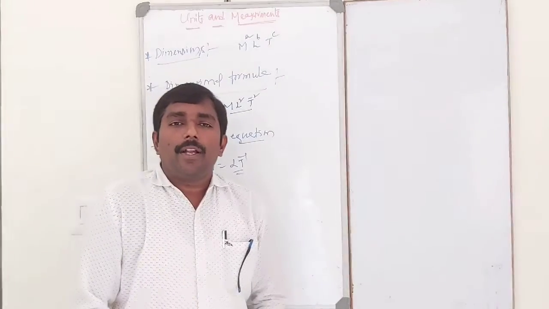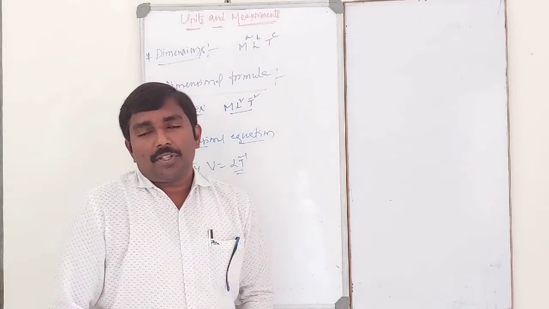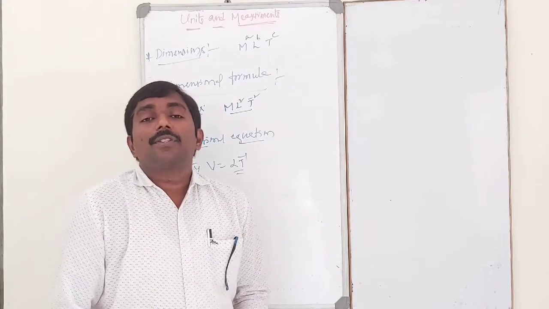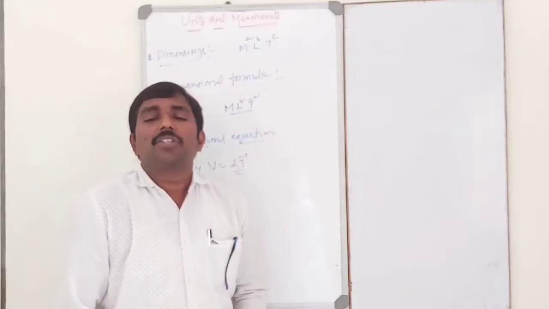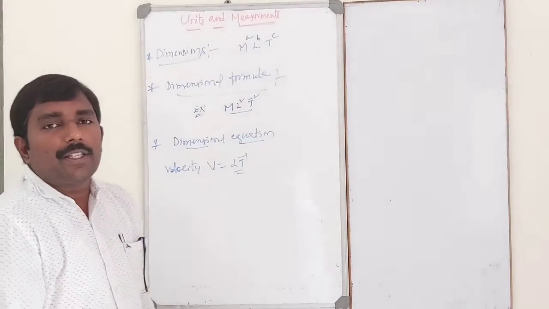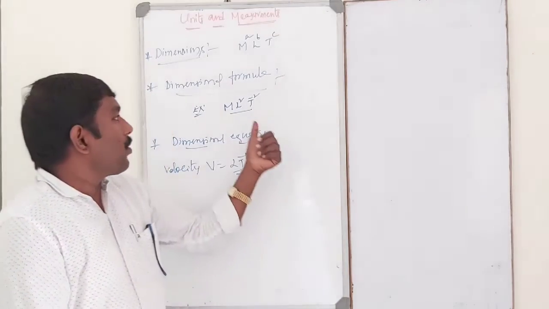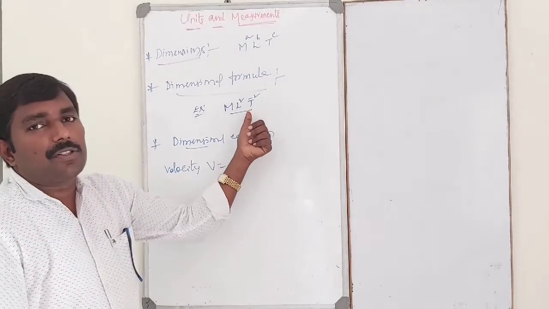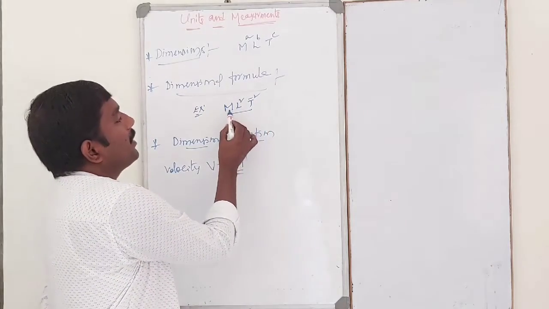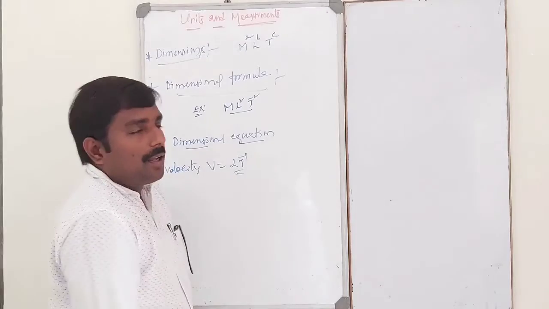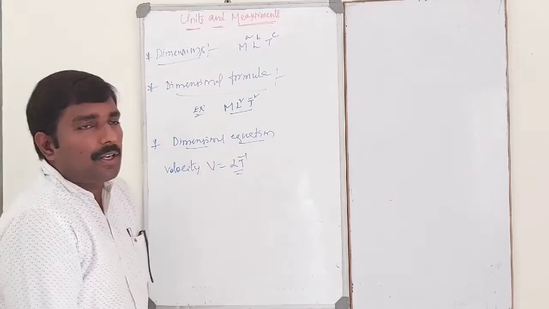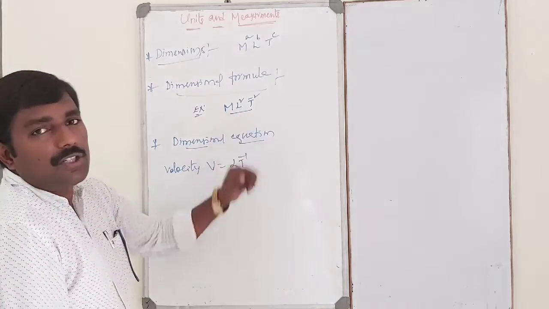Next, dimensional formula. What is meant by dimensional formula? It is an expression which represents the physical quantity in terms of dimensions. That is called a dimensional formula. Simply, M L power 2 T power minus 2 is the dimensional formula for energy.